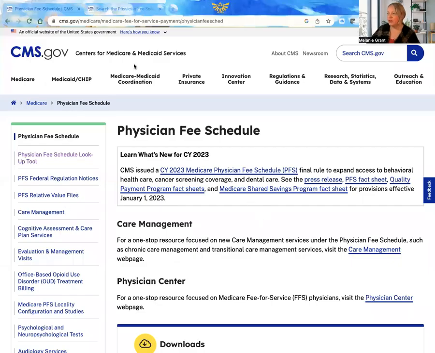So I have here the cms.gov website, where we can find just about anything dealing with Medicare payments. I've pulled up the physician fee schedule. This can be located simply by going to cms.gov and searching for physician fee schedule, or typing in a Google search and looking up the Medicare fee schedule.